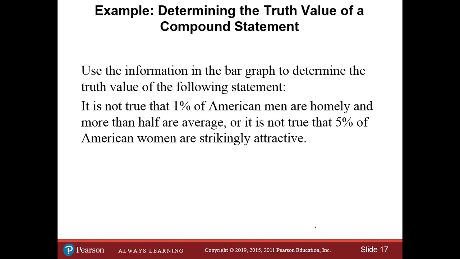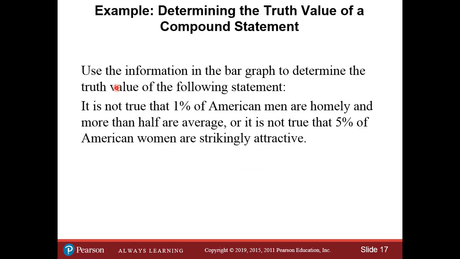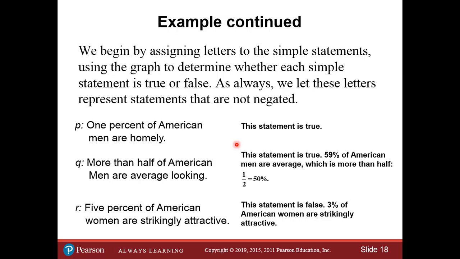Well, we're going to take each one of these statements, right? So it is not true that 1% of American men are homely. So 1% of American men are homely, that's P. And let's say more than half are average, let's call that Q. And let's say 5% of American women are strikingly attractive is R. So we got three statements there, right? So we could say 1% of American men are homely, more than half of American men are average looking, 5% of American women are strikingly attractive. So we can find the truth value of each one of these statements.